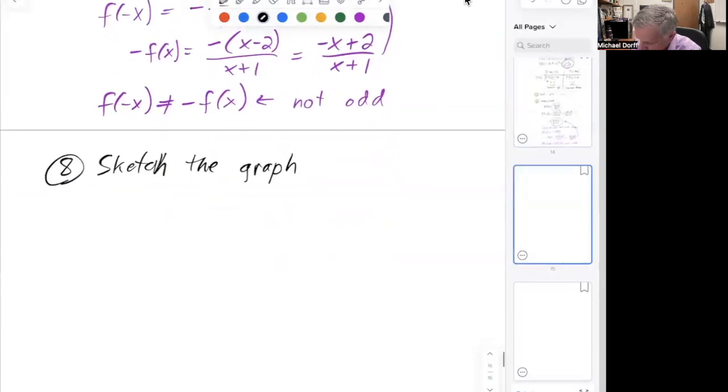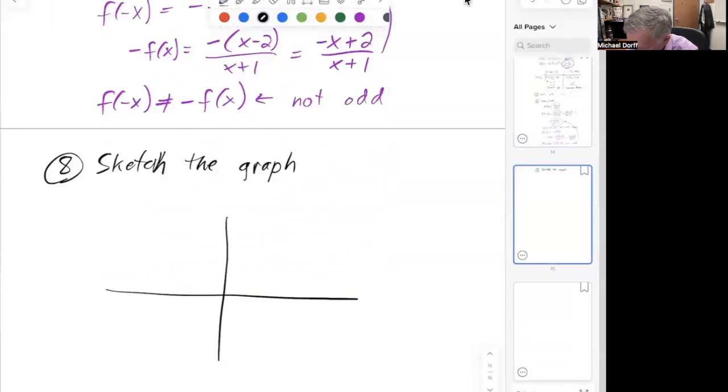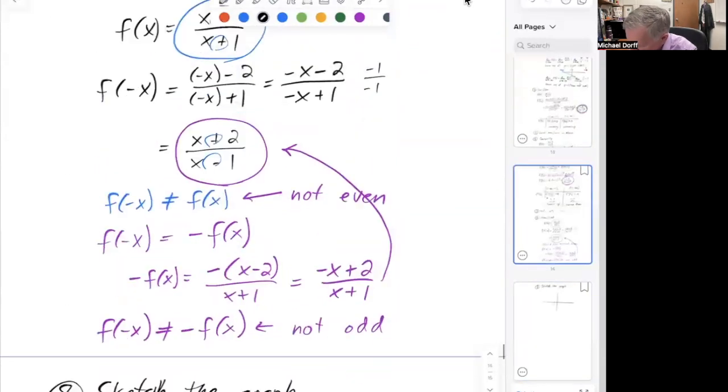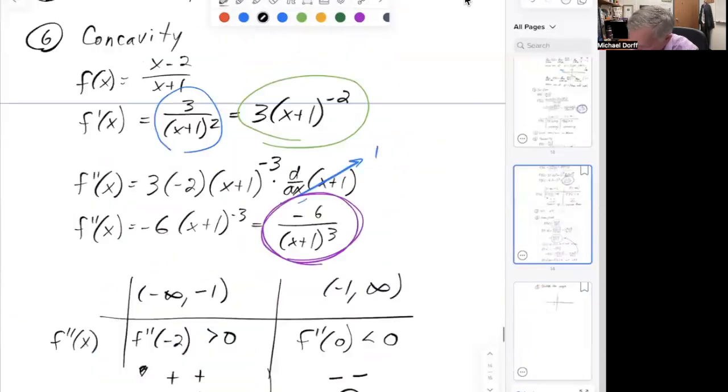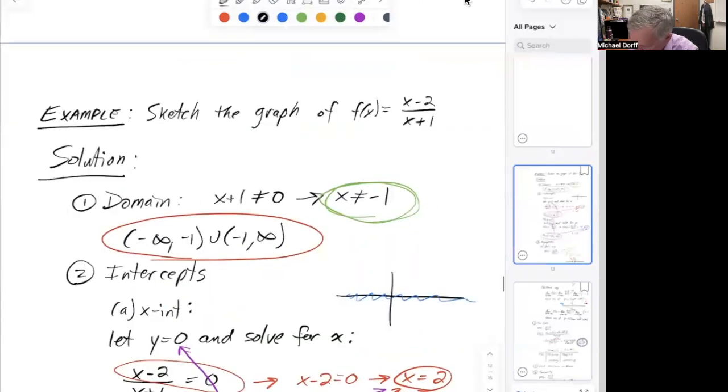So I'm going to draw an axis here. And I know that x equals -1. So if we go back, let's go back to question number 2. Way back here, we'll go all the way to the beginning.